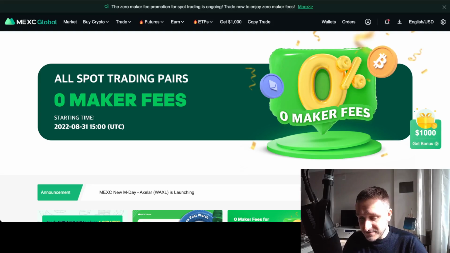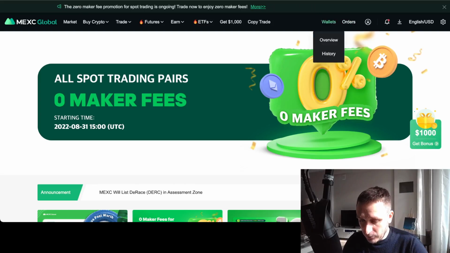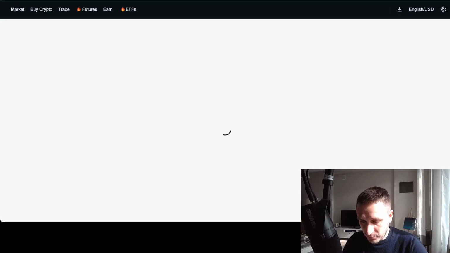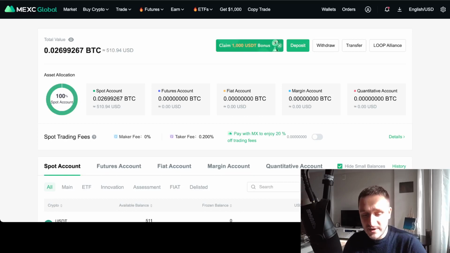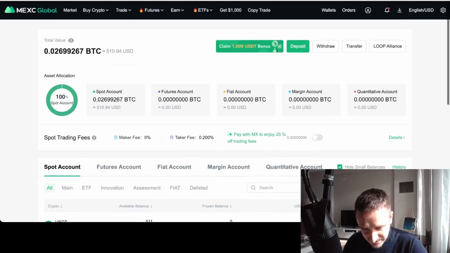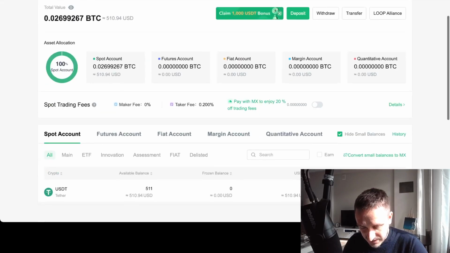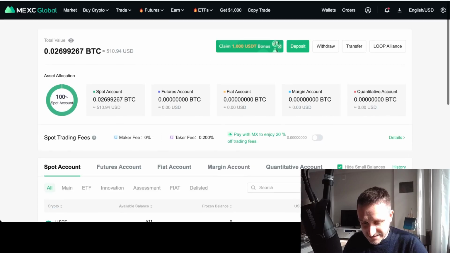So the first thing, after you register, you can go directly to your wallets and see the overview of your wallets. Registering is super simple. You can do that just with an email address to start with. I currently have $500, I guess, on MEXC in Tether that I can use to buy and sell.